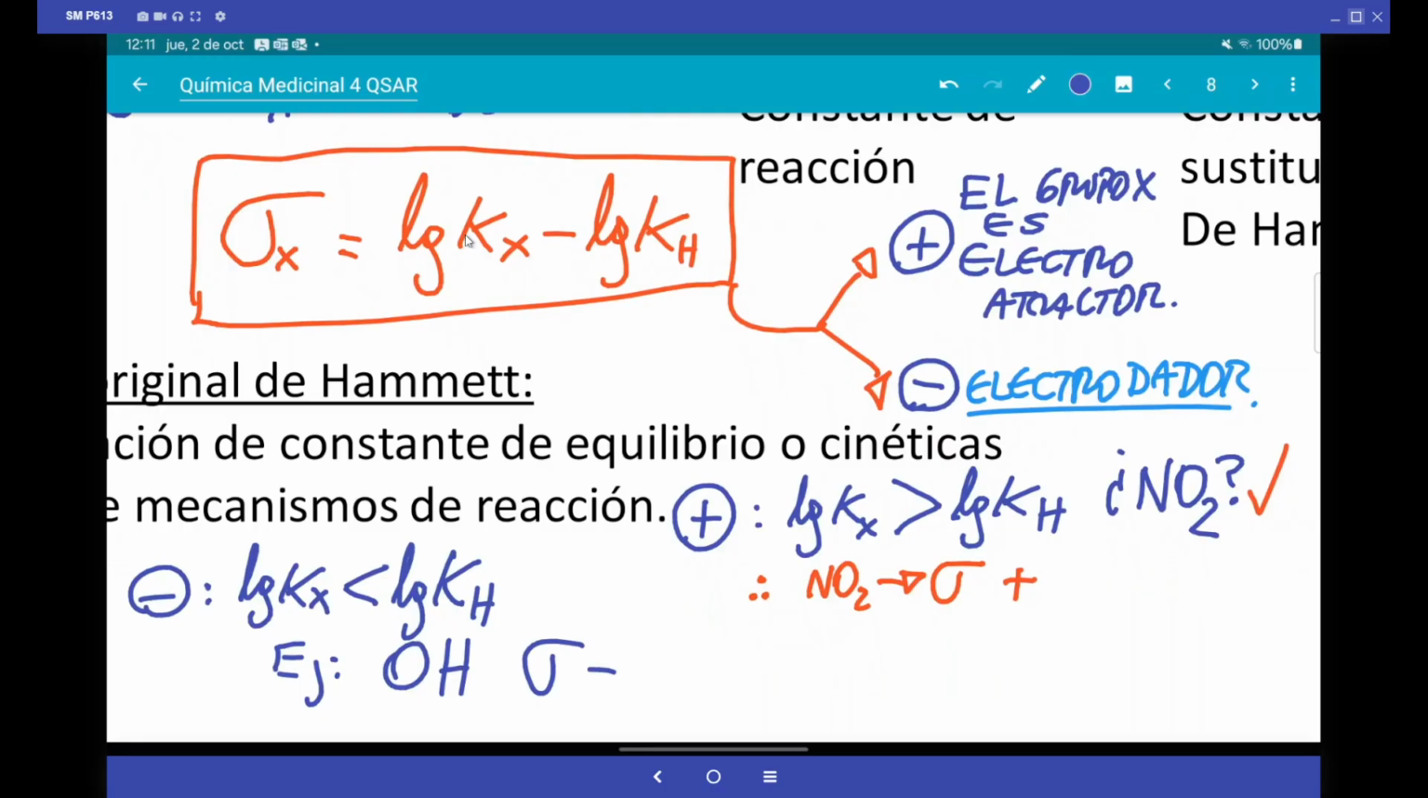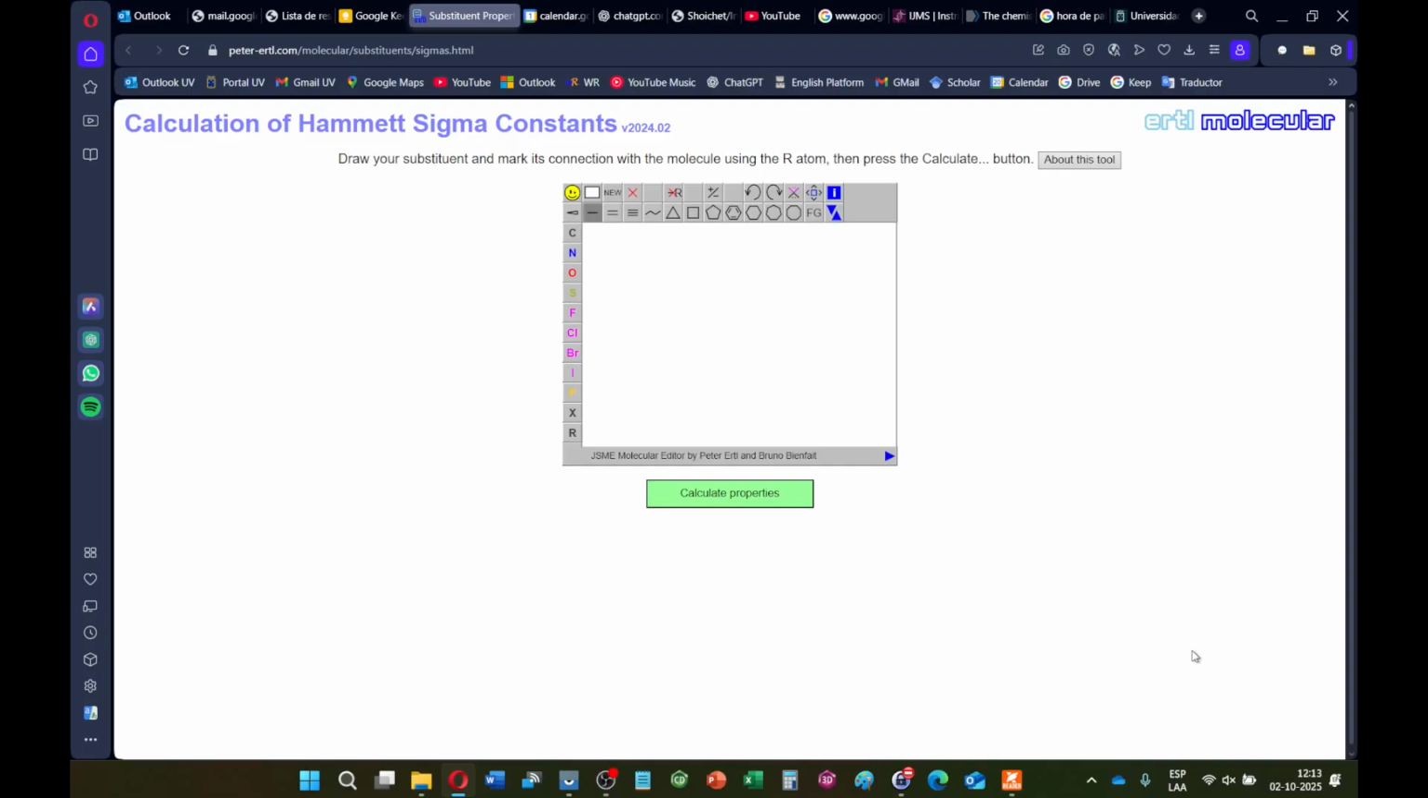We can measure that today in other ways. There are many tables with all these tabulated values, but we can also calculate them theoretically. Here we have this website where we can calculate the Hammett sigma descriptor. It says here: draw the substituent and mark its connection using the atom R, then press calculate.